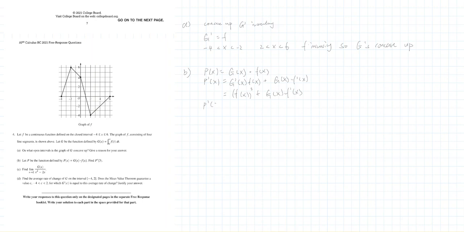Plug 3 in. g of 3 is the integral from 0 to 3 of f of t dt, times f prime of 3, plus f of 3 squared, which will give you -3 squared minus 3.5, which is equal to 5.5.